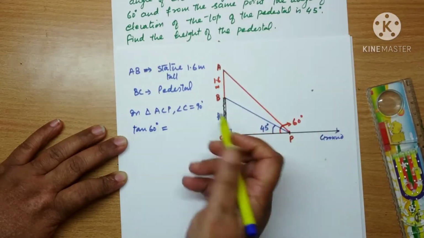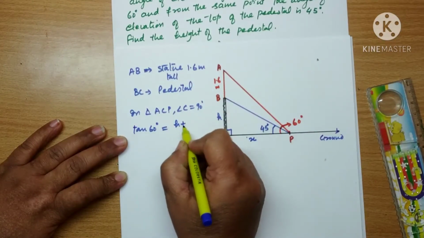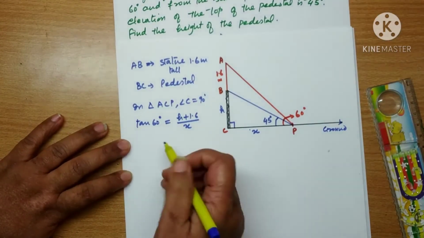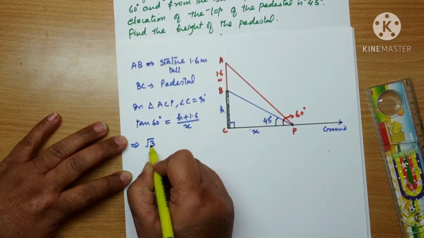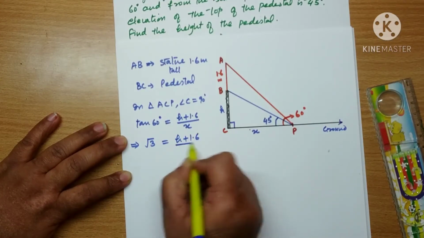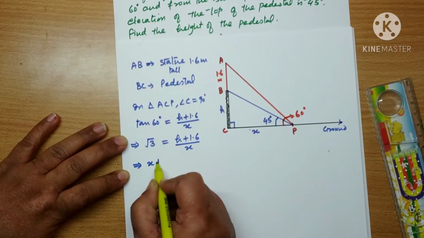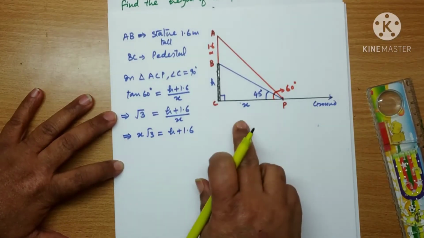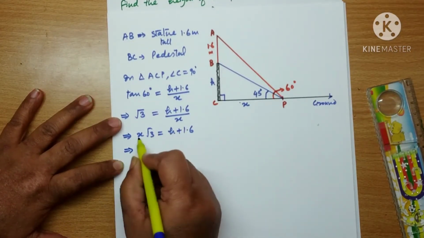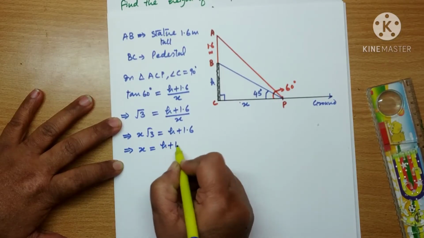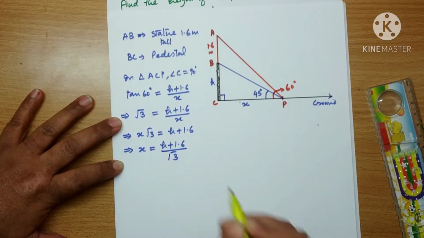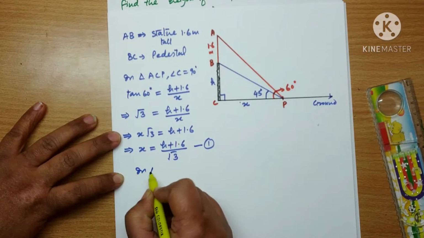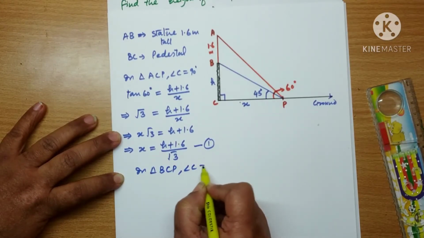So tangent theta, perpendicular here is h plus 1.6 by x, right? Tangent theta is perpendicular by base. So we know the value of tangent 60 is root 3, so root 3 is h plus 1.6 by x. So we have x root 3 is equal to h plus 1.6. But what are we interested in? We are interested in finding the value of x. So let us separate x from everything. Let's transpose this root 3 downwards. So I got the value of x. Let's call this 1.